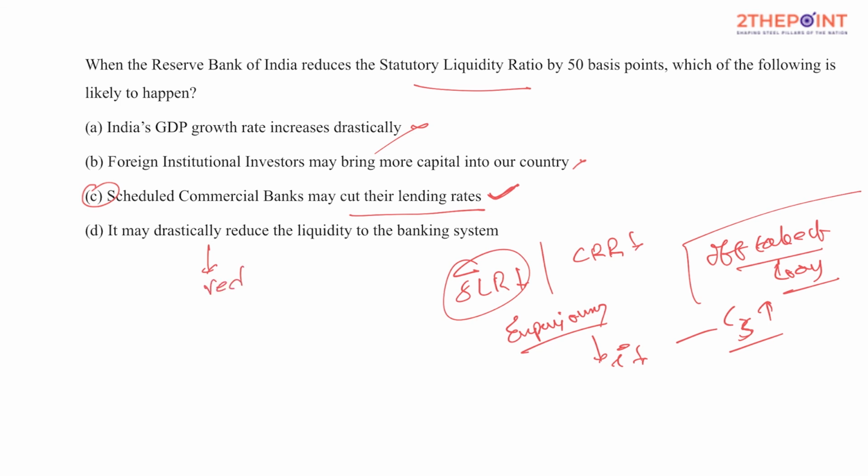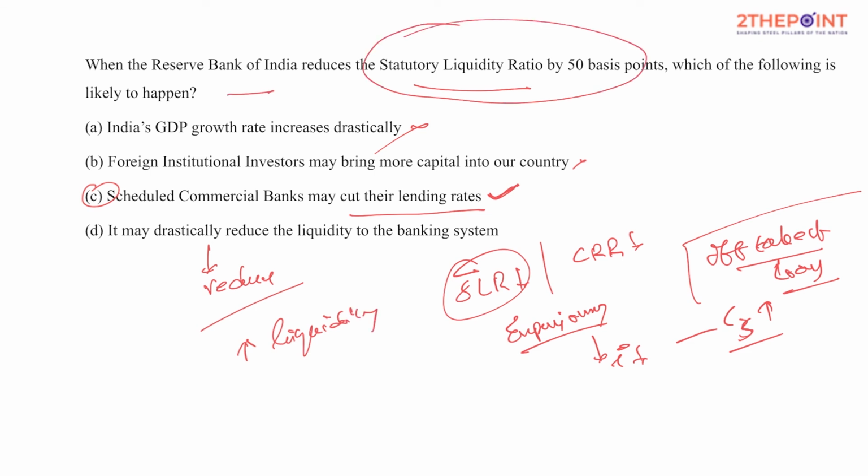It doesn't reduce the liquidity, rather it increases the liquidity, because what is the central bank doing? Reducing the SLR by 50 basis points. And I guess you know a basis point is 1% of 1%. Generally, rather than simply expressing the interest rates in percentage terms, people express them in terms of a basis point, just to magnify the impact of change in policy rate.